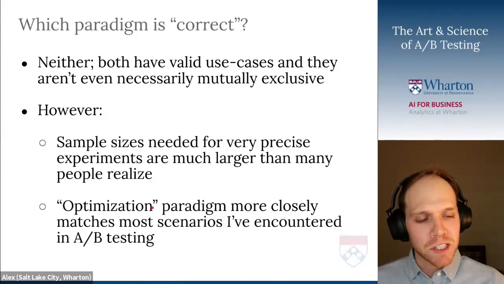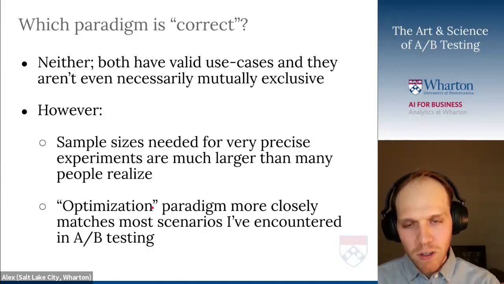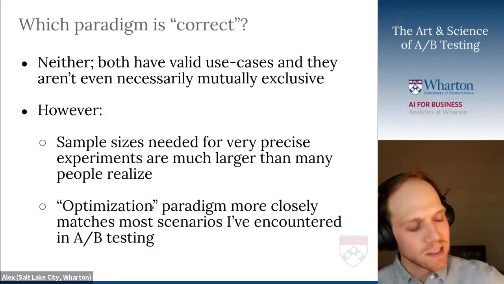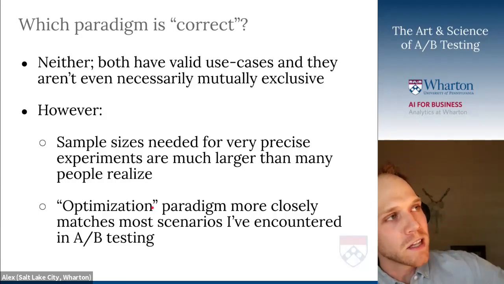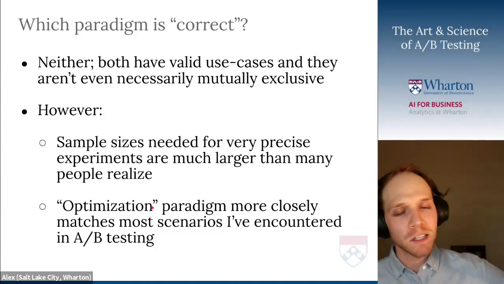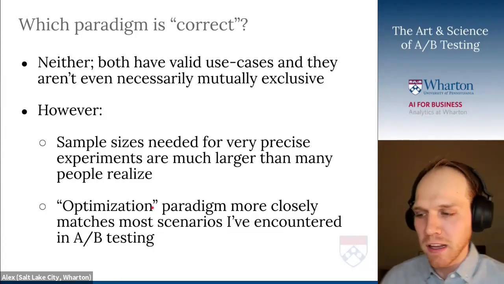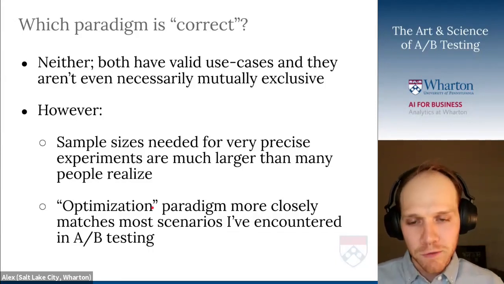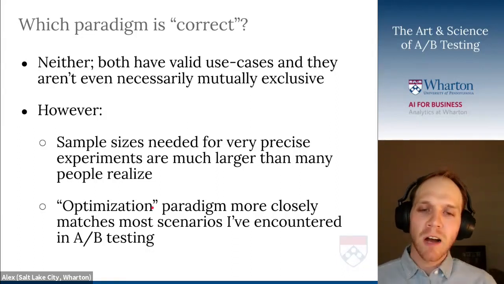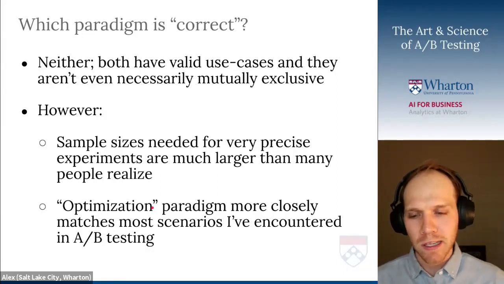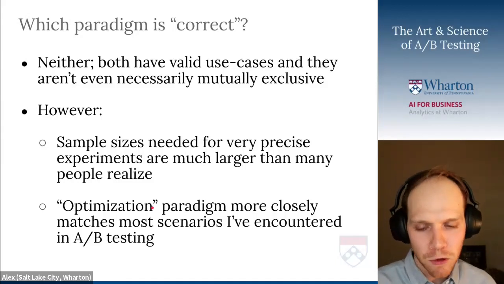And based on what I was just saying, there's fundamentally a cost to running an experiment for a very long time, which is that while you're running that experiment, you could be giving some users the suboptimal arm, when they could have seen the optimal arm and had a higher conversion rate, resulting in more profits for you, right? So in my experience, the optimization paradigm matches more closely a lot of the scenarios that I think about people using A/B testing for in the real world.